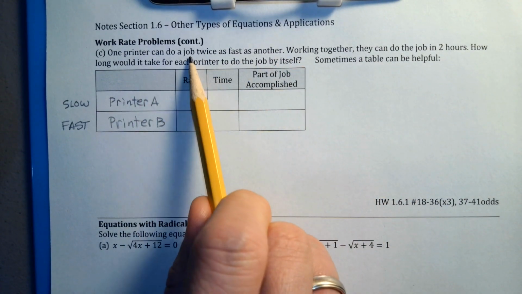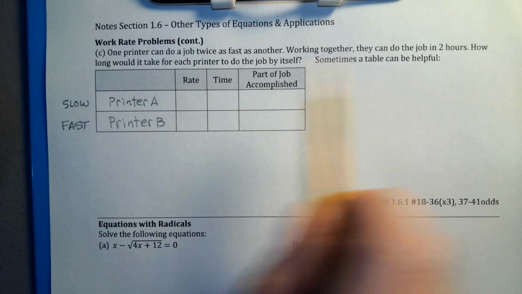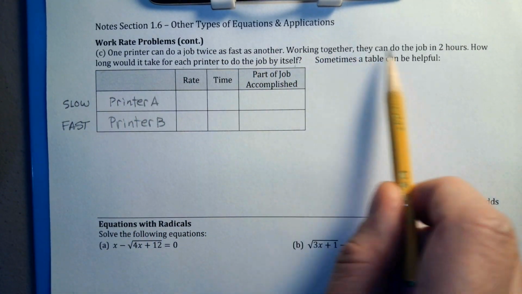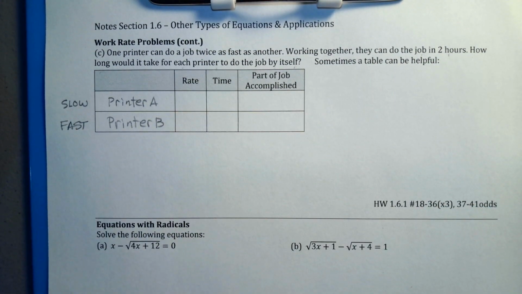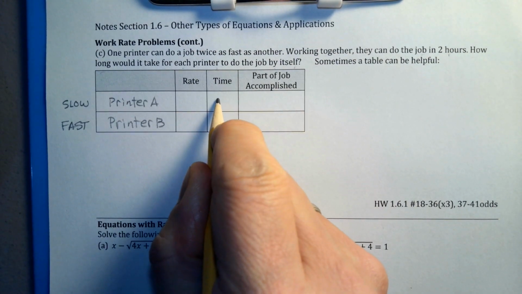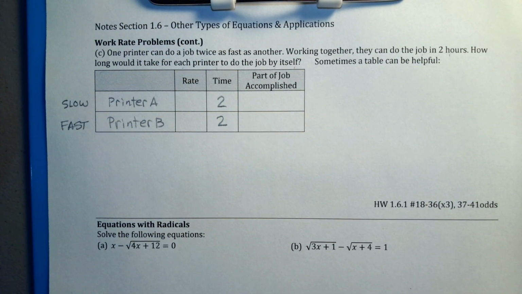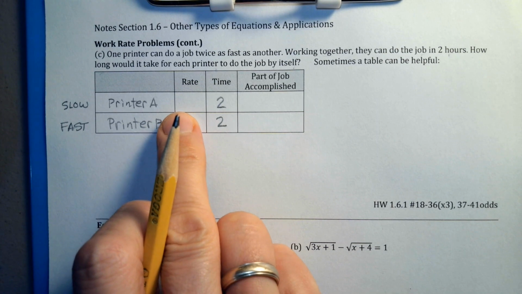So one can do it twice as fast as the other. So how long would it take for each printer to do the job by itself? But working together, they can do it in 2 hours. So let's think about each one working continuously for 2 hours. So the time is going to be 2 hours for each one.